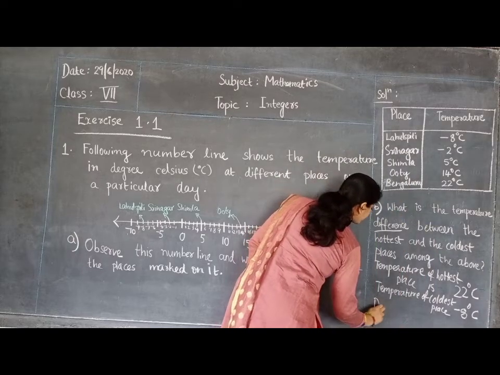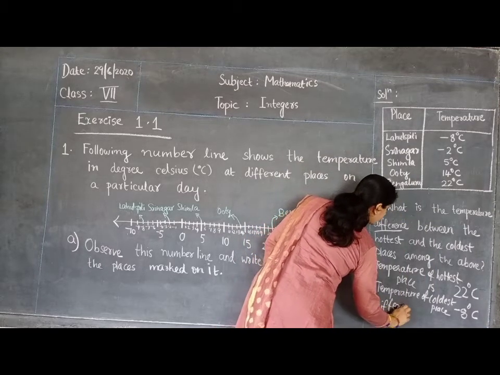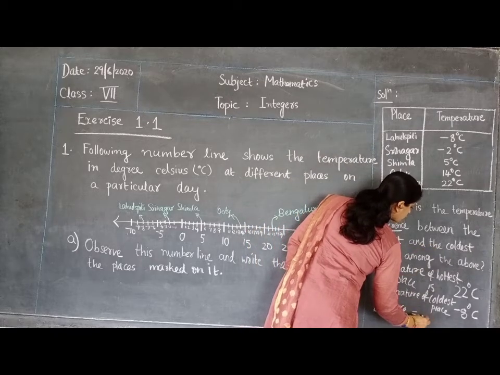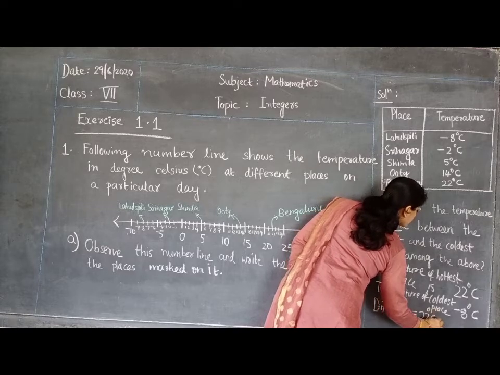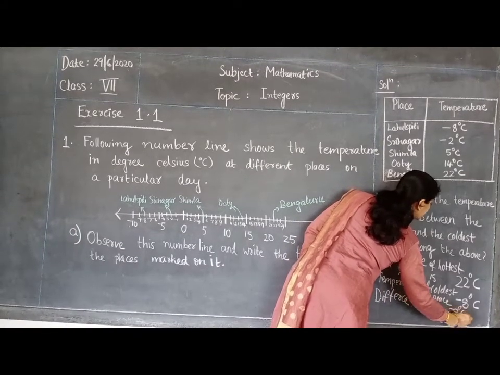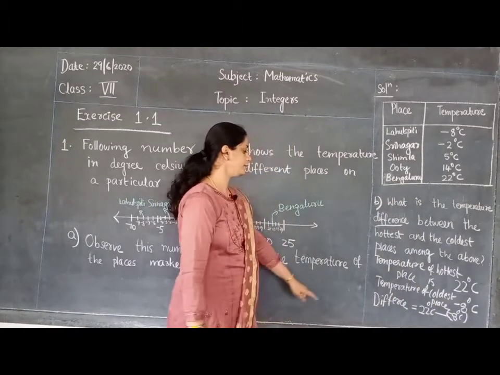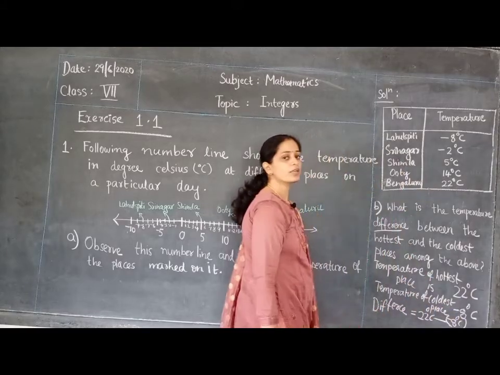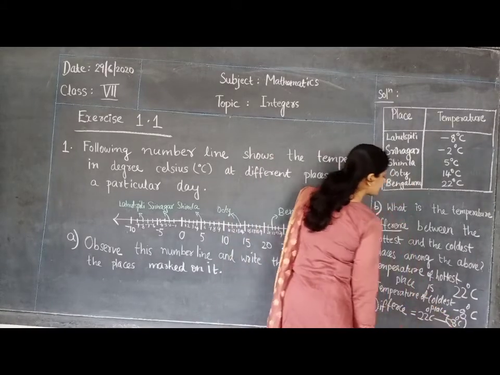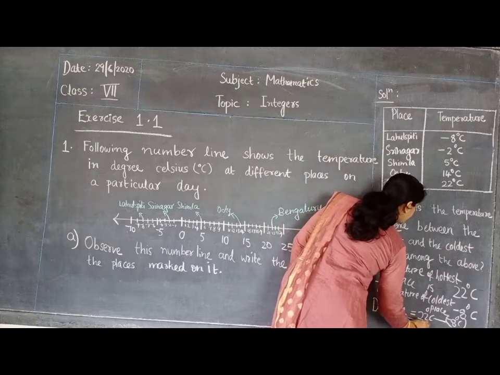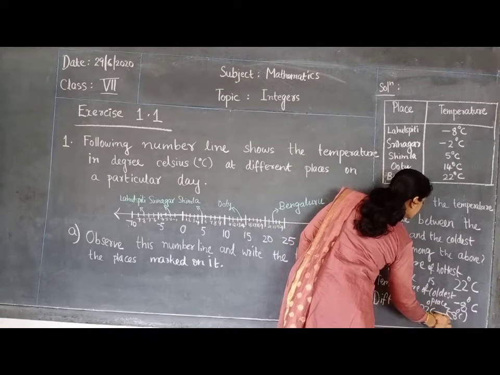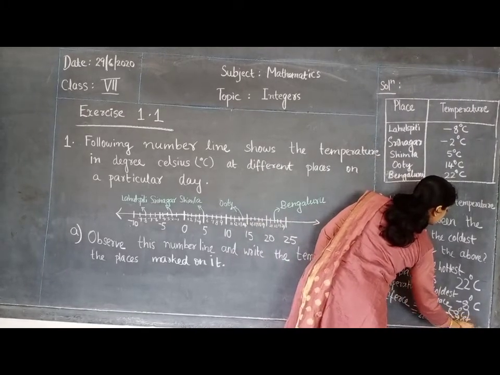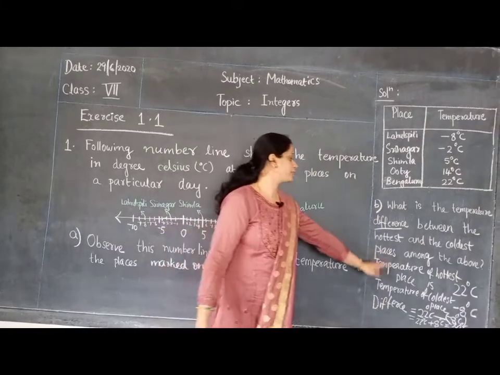You have to find the difference. The question is difference between the hottest and coldest place. Hottest and coldest place we got. Now the difference, 22 degrees Celsius minus 8 degrees Celsius. So we can put it in the bracket, 22 degrees Celsius minus 8 degree Celsius. So minus into minus will be plus. So 22 degrees Celsius plus 8 degrees Celsius. So you will get 22 plus 8 is 30 degree. 30 degrees Celsius is the difference.